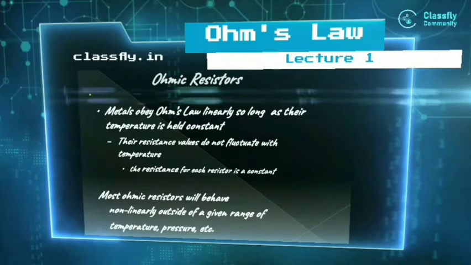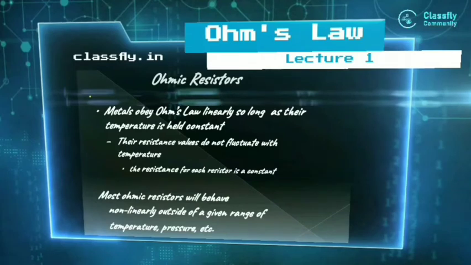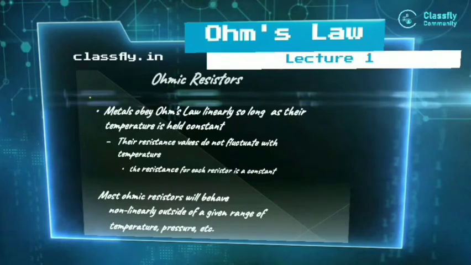Now, their resistance values do not fluctuate with temperature. For ohmic resistance, the resistance does not fluctuate. The resistance for each resistor is a constant. Most ohmic resistors will behave non-linearly outside of a given range of temperature or pressure. Ohmic resistors have some advantages as well as disadvantages. If it is not within the ranges of temperature and pressure, then it will behave non-linearly. So that can be a disadvantage of an ohmic resistor.